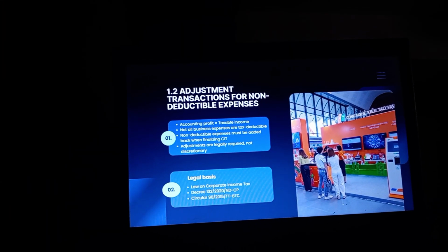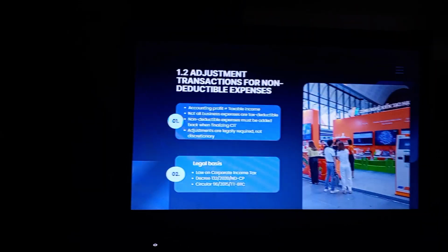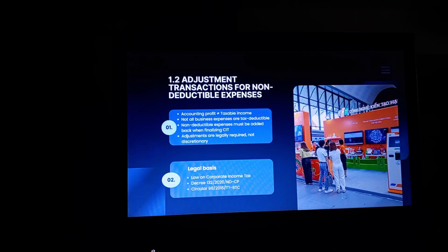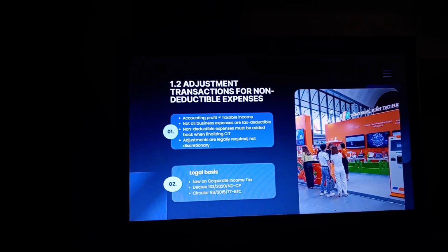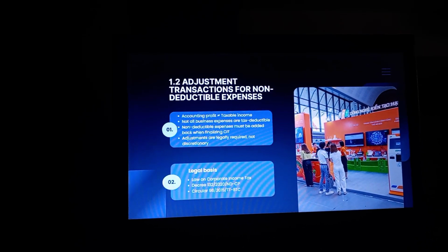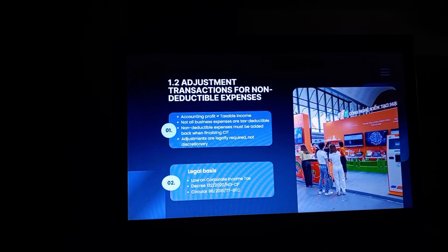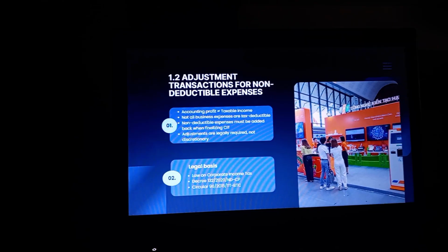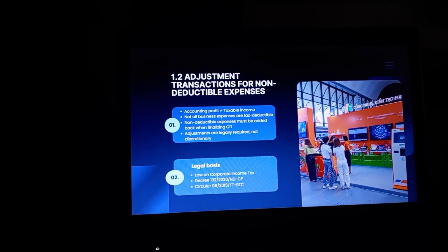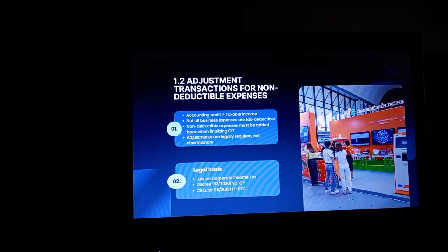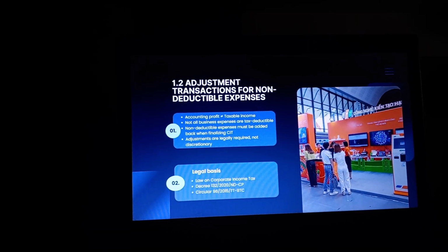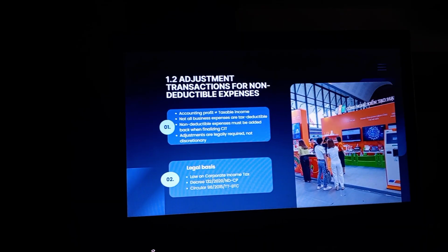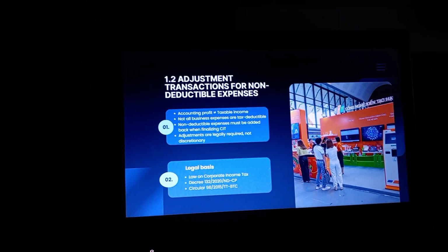Next, the administration of non-deductible expenses. Firstly, they are expenses that reduce accounting profit but are not business expenses or tax deductible. A non-deductible expense must be added back when finalizing CIT. Such adjustments are legally required, not discretionary. Secondly, the legal basis is the law on corporate income tax.